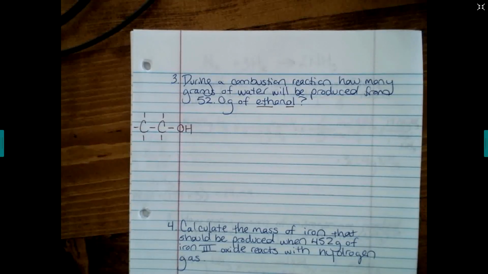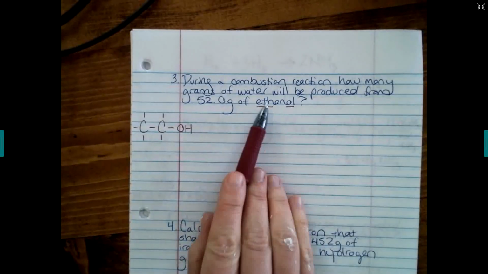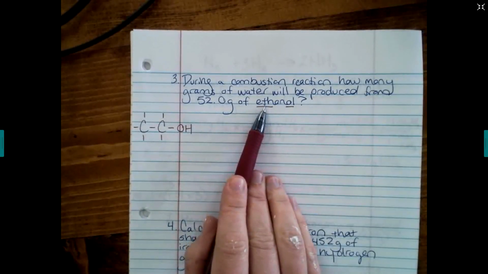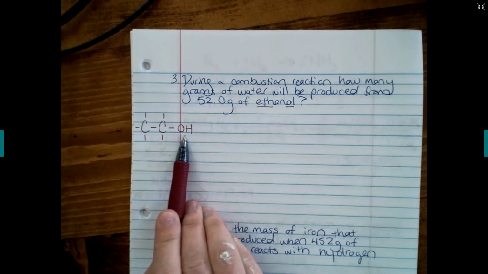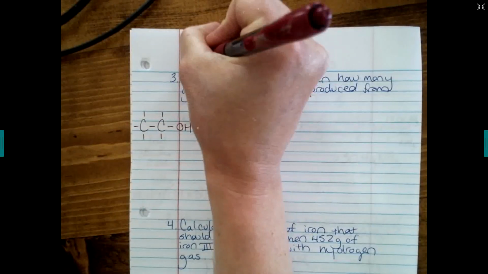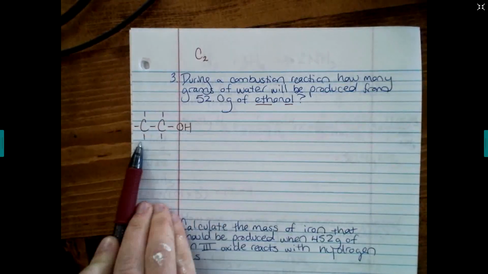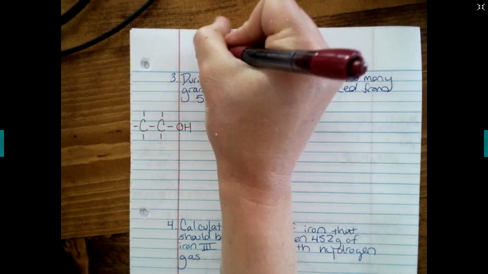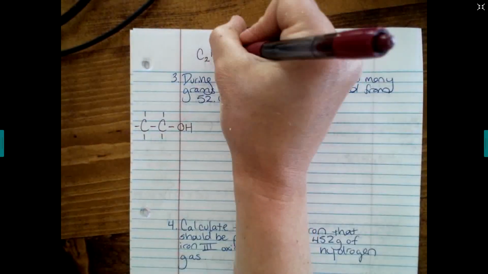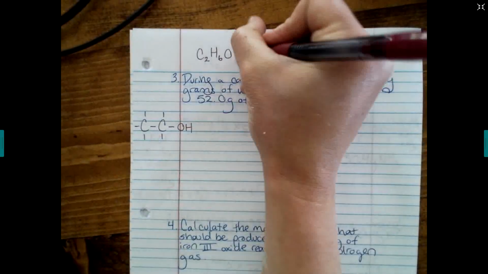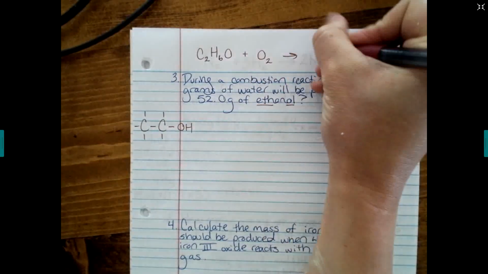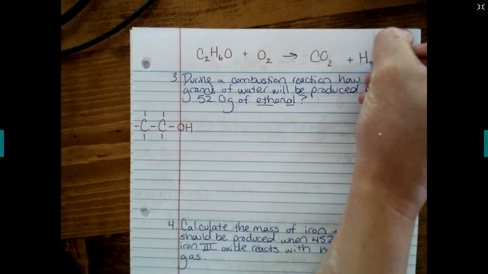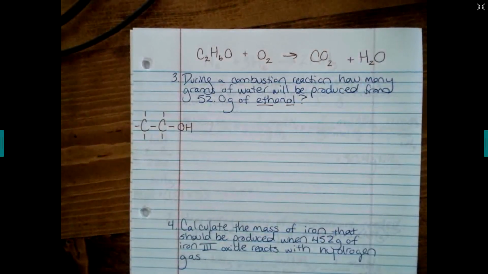And this is also a combustion reaction, so we know that combustion is when you take an organic molecule, combine it with oxygen to produce water and carbon dioxide. So I'm going to write this formula up at the top. That's C2, and there are 1, 2, 3, 4, 5, 6 H's, and then 1 oxygen. Plus oxygen yields CO2 plus H2O. So that's our combustion reaction. Now we need to balance it.